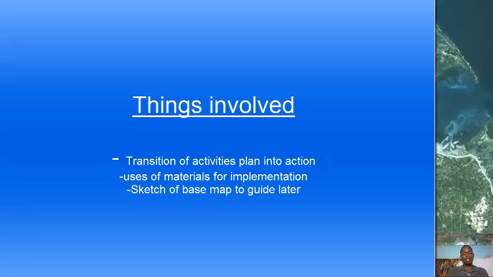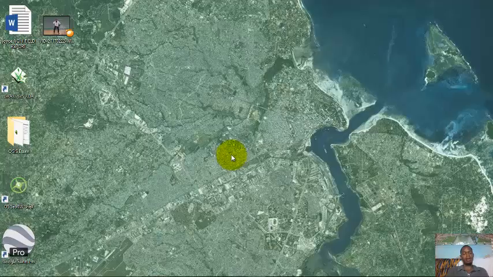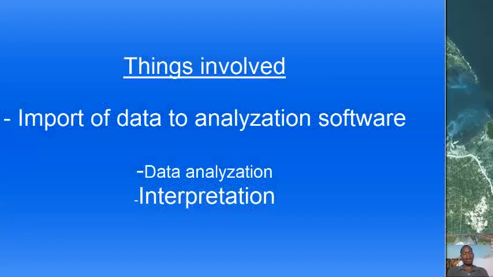You just collect your data, and you make a sketch, because when you take a coordinate point, you must sketch, so that when you come to the office, you know where you started and where you ended. After that, you go into the post-field work. Here you analyze the data, because data, we say, is raw information.